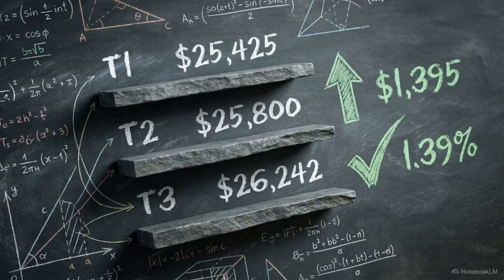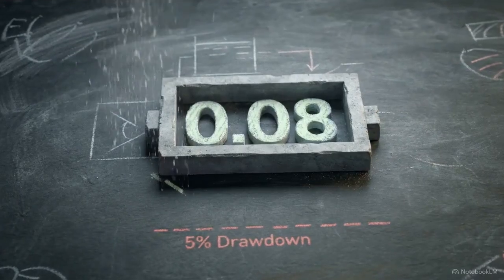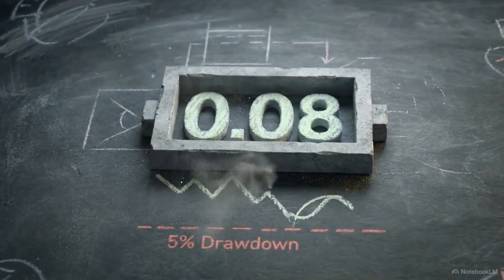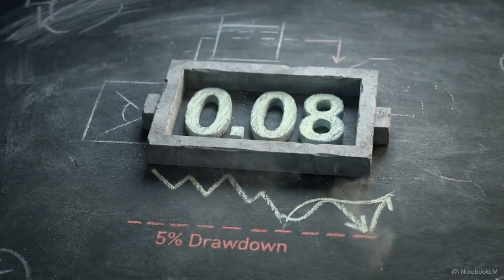Targets are $25,425, $25,800, and $26,242. Under Scenario 2, the expected profit is $1,395, representing a 1.39% return. Locking in that 0.08 trade size anchors the mathematics of the cycle. It's the exact measurement required to prevent the 5% drawdown from being breached.